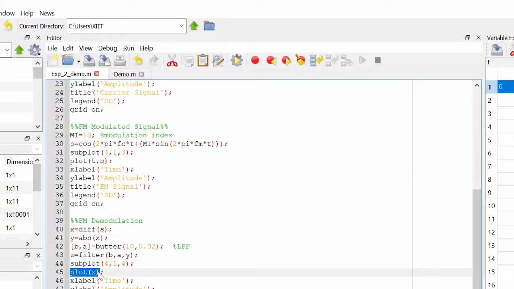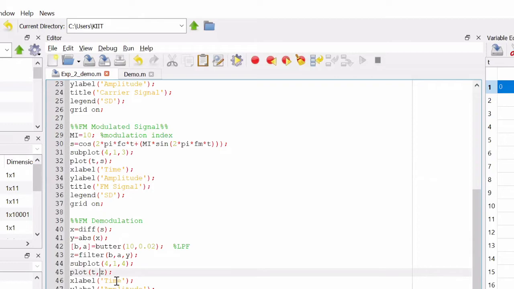Okay, plot Z. Whereas in other cases, we were plotting plot T, comma S. That means X is T. You're plotting the signal with respect to the time T. Here we have not done it. So let's try to do it. It will prompt one error.